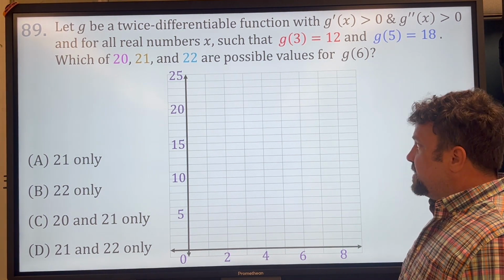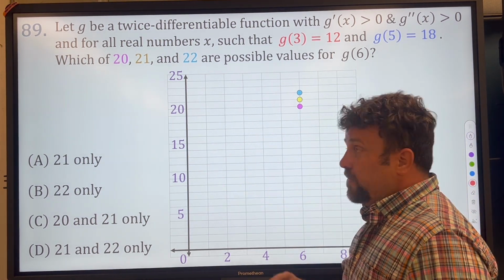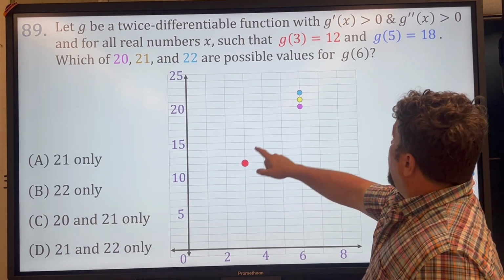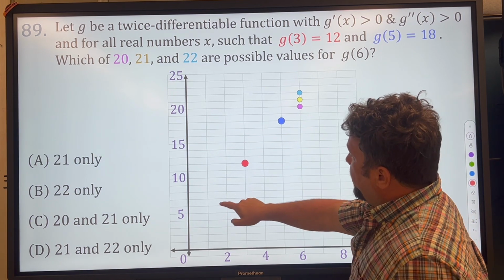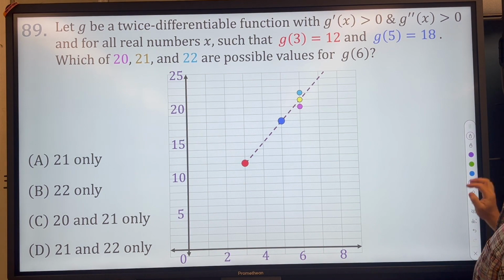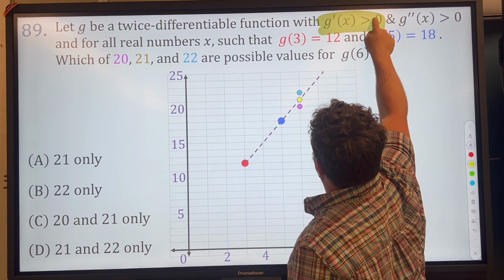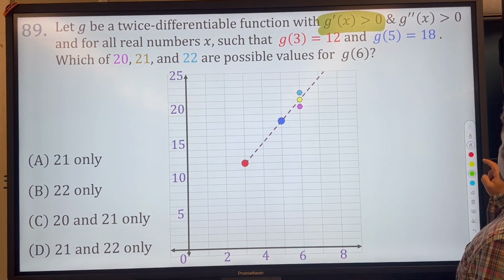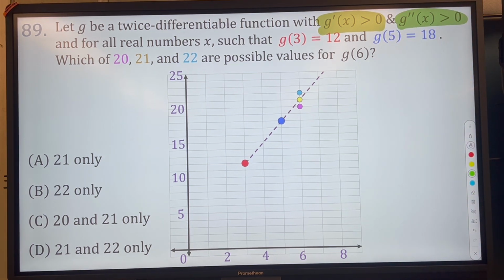This is a very easy thing that can be done by graphing. If I graph 20, 21, and 22 on a graph, watch what happens. I'm going to graph g of 3 is 12. I'm going to graph g of 5 is 18. If I connect these two, that's pretty much the slope of that graph. But what happens here is, this right here says the graph is increasing. So we know it's going up, so it can be any of those. But here's the key. This right here, g double prime of x.